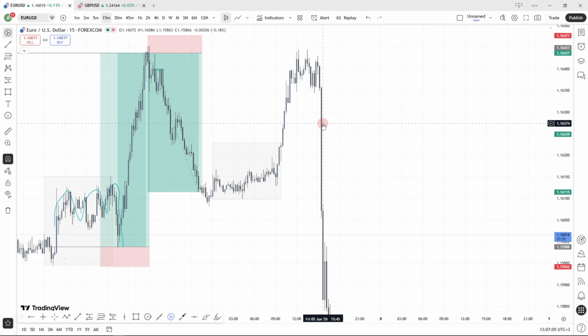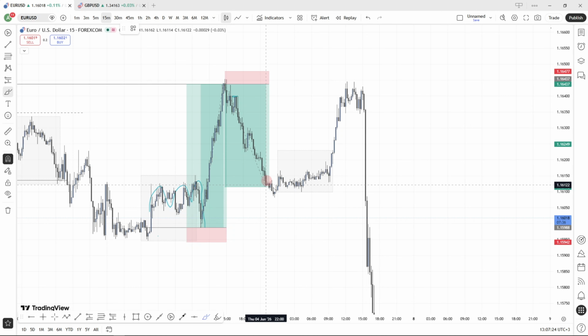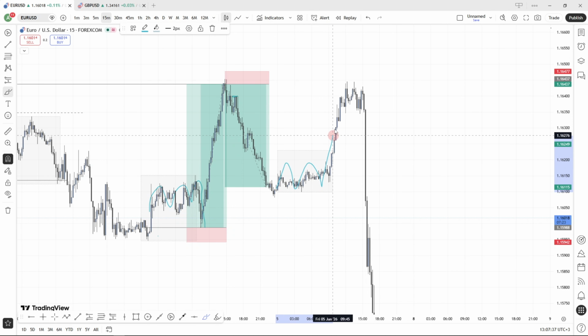Sorry. We are going to use the same model where we have Asian accumulating and then London manipulating. So this is a manipulation of London. And why did we have this kind of deep retracement? Because of the news basically. We anticipated that we are going to have news, or not anticipating, but there was news on Friday.